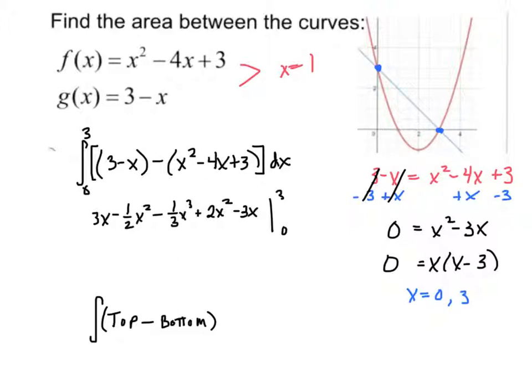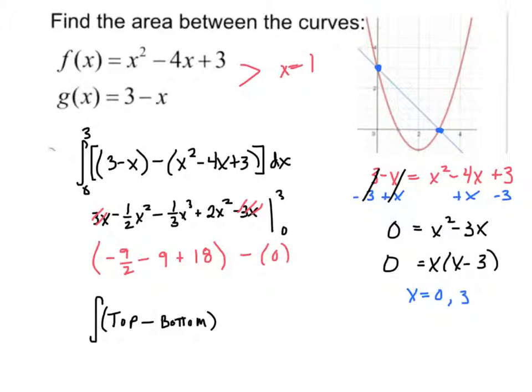Okay. Now maybe you want to do a little simplifying first, like pointing out that the 3x's are going to be gone. Okay, we could also combine the 1/2 x squareds, but I'm not sure that that's necessarily going to be any easier at this point. So now we plug in 3. We get negative 9/2 minus 9 plus 18. And we plug in 0, we get 0.